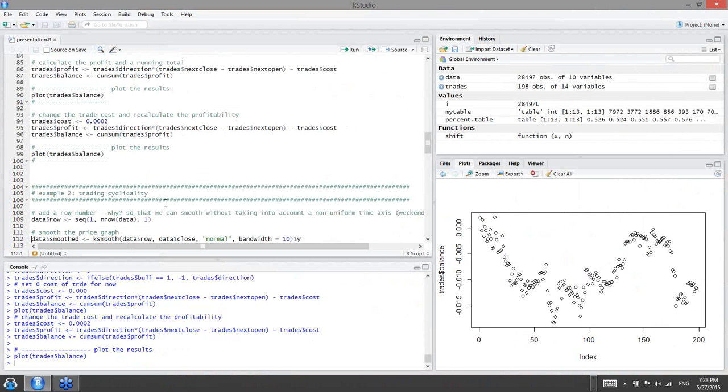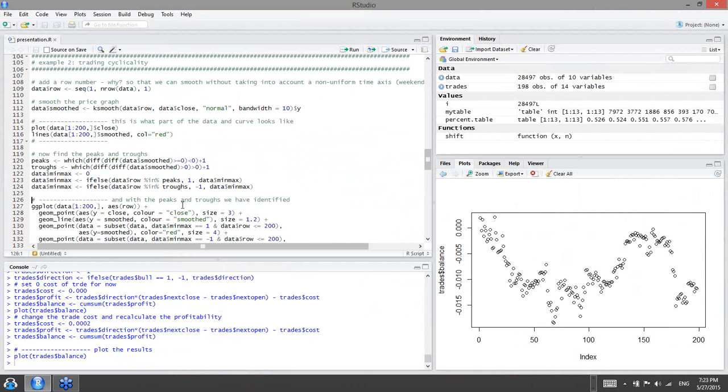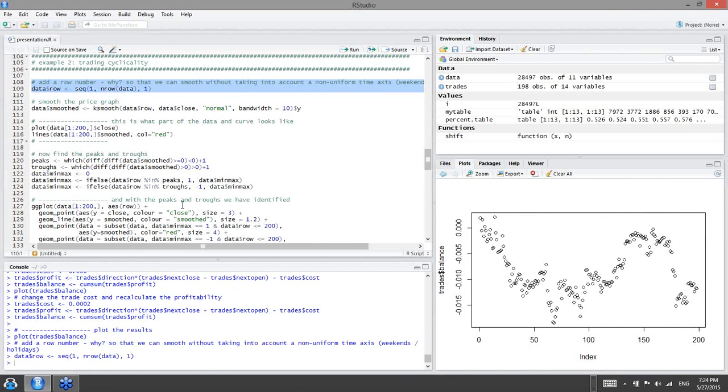So I'm just going to switch back to my RStudio. Okay, so this is the second example, cyclicality. This is something which I found is very important when it comes to analyzing time series data. What's helped me a lot is making my x-axis uniform.